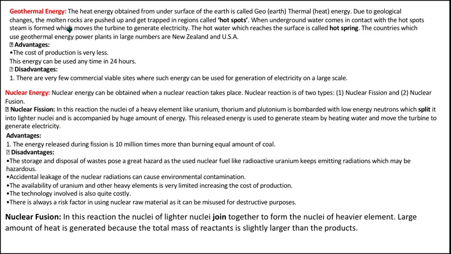Continuing to the next, we can also harness energy from the earth, that is geothermal energy. Geo is earth, thermal is heat. The heat energy obtained from under the surface of the earth is called geothermal energy. Due to geological changes, molten rocks are pushed to get trapped in regions called hotspots where excess heat is present, and this heat generally heats up the water present on that level. It becomes steam and that can be used to produce electricity by rotating the turbines. And the hot water which reaches the surface of the earth is known as hot springs, and the places are called hot spots.